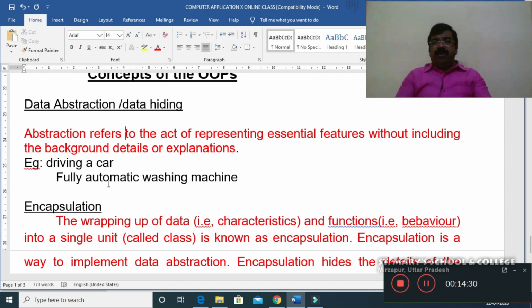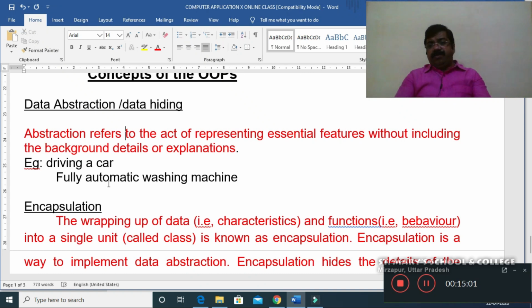After 1 hour or 45 minutes, whatever timing you have kept, we will get the dried clothes. How the water was applied there, when the soap was mixed, when the water was drained, etc., we need not bother. We just have to know how to set the timing without going into the background details. Only the essential features, how to operate it, that we should know.